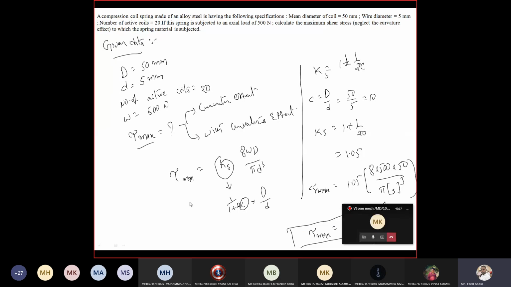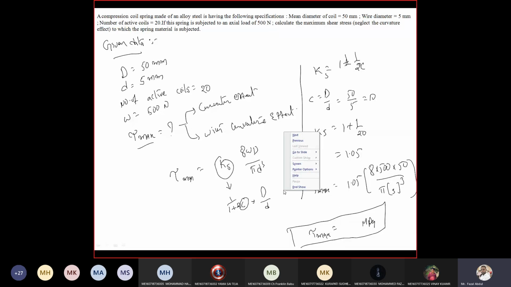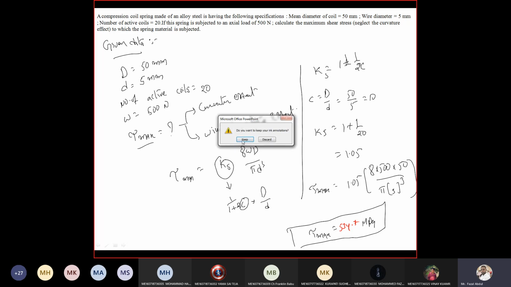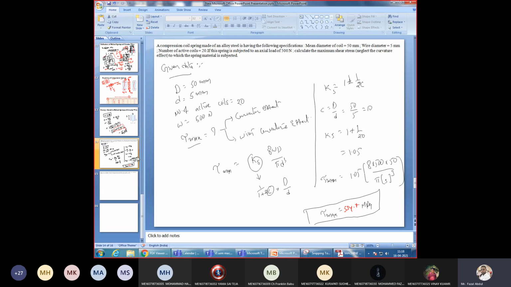Now the answer given is 534.7 megapascal. So this is without consideration of the curvature effect. If the question is given with consideration of the curvature effect, the procedure is the same, the same equations you have to take.